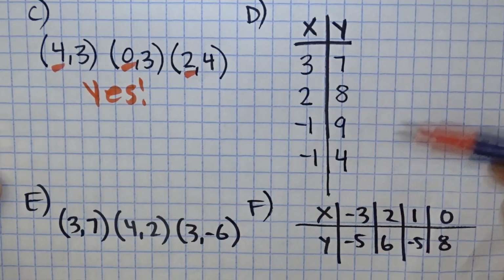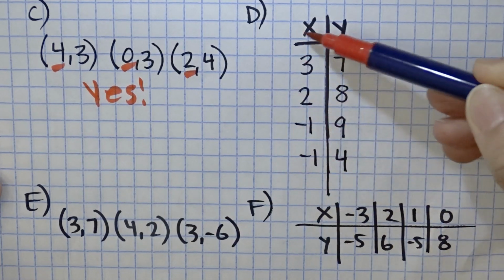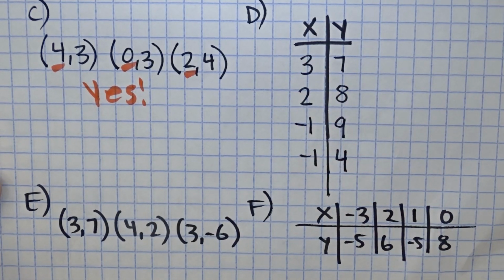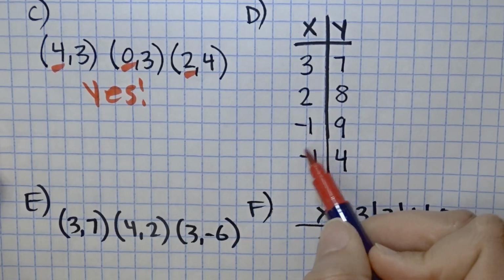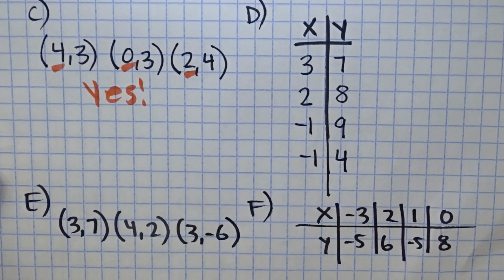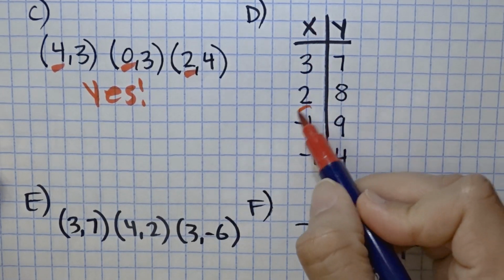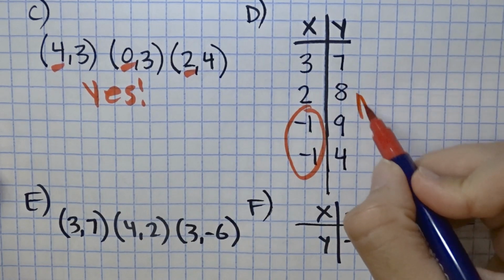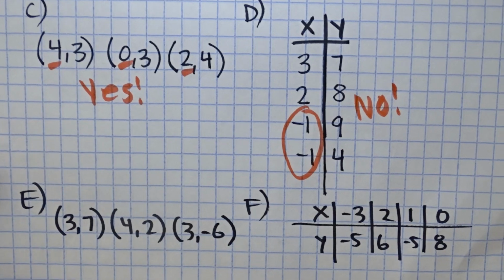D, just watch and think about this. Is there a problem with these input values here? Here I have a -1 seeking 9 and a -1 seeking the 4. And it is an input because they're listed under the x coordinate. So this is the problem. So we're going to say no. It's not allowed to have two partners.